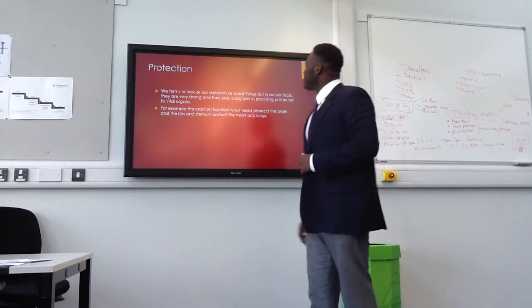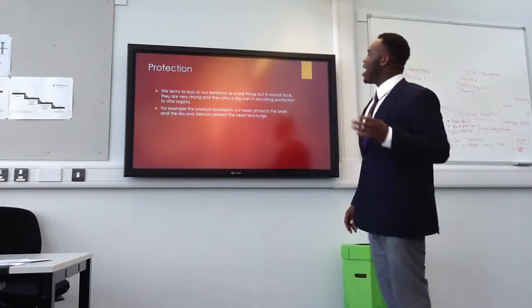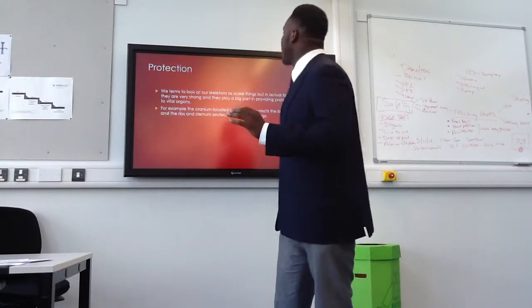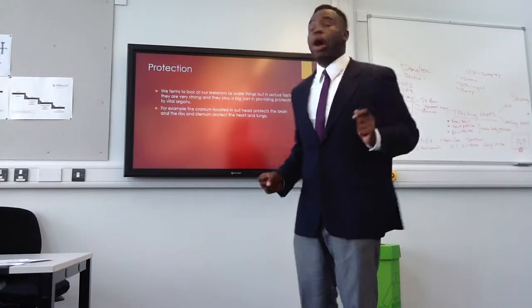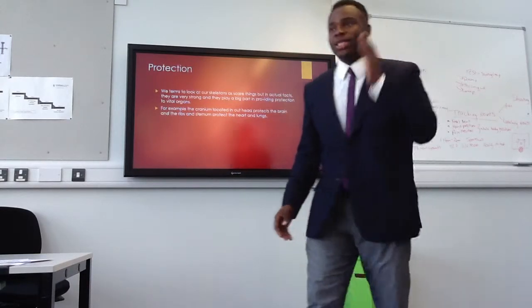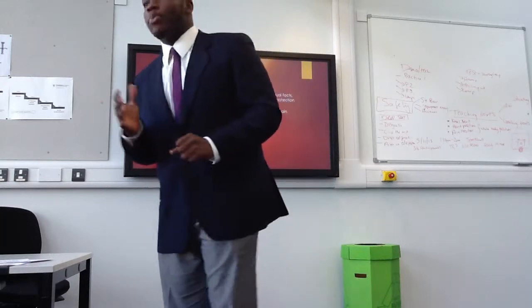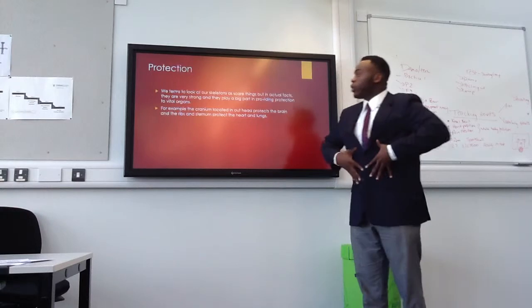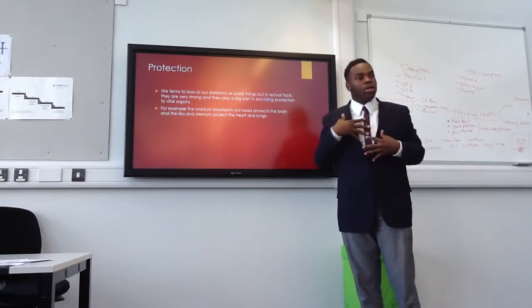Protection. We tend to look at a skeleton as a scary thing, but in actual fact they're very strong and they play a big part when it comes to protection. For example, the cranium located in our head is there to protect our brain because it's a very, very hard bone. And we've got the ribs and the sternum to protect the heart and the lungs.